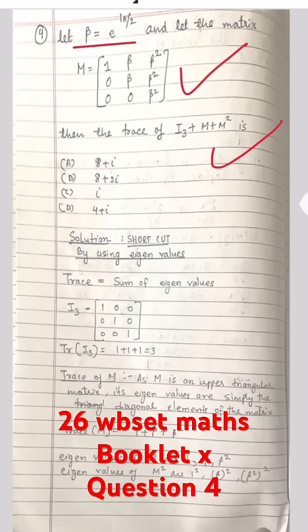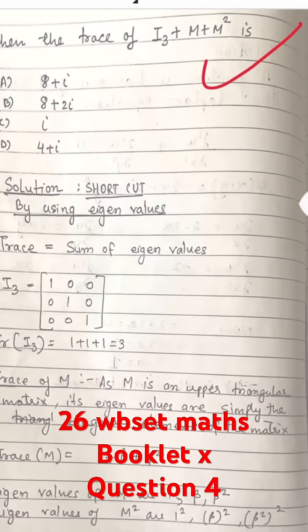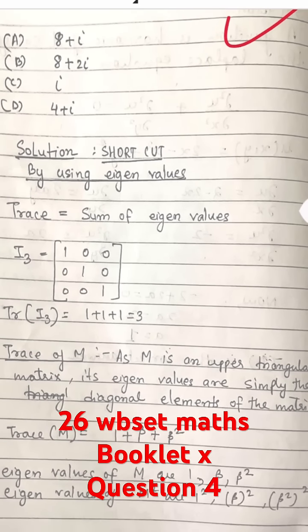1, 4 plus i. These are the 4 options. So let us go to the solution. Okay. So see, this is a shortcut method which I have used. I have done it by 2 ways. One is a shortcut and one is a long cut.